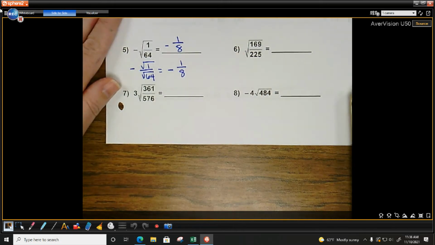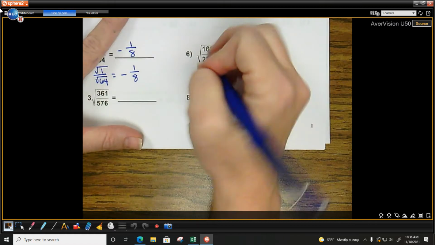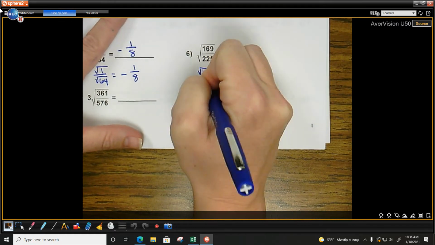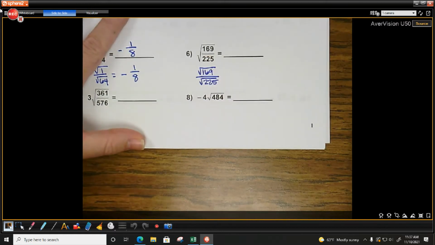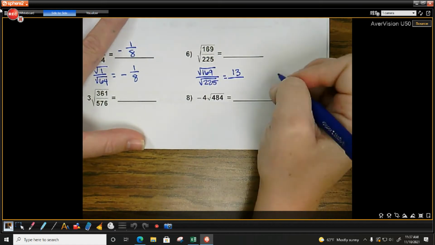There we go. That's why the calculator gave me negative 1/8. Okay, let's look at this one. It's a fraction. You can split it up. The square root of 169 over the square root of 225. What is the square root of 169? 13 over, what is the square root of 225?